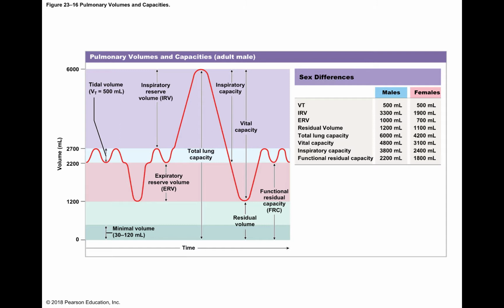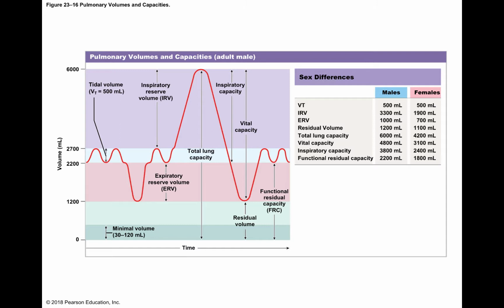So we can tell certain things, like a person with COPD will probably have the same amount of expiratory reserve volume. They'll be able to force the air out just as much, but it's going to take a lot longer because there's all sorts of constriction in there. All right? So there's reasons why we have to know these volumes that you'll learn later.